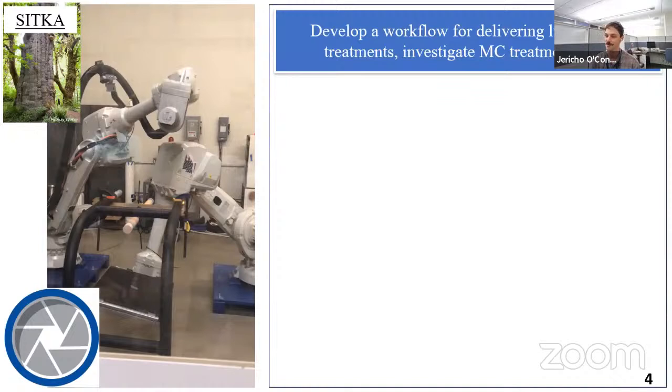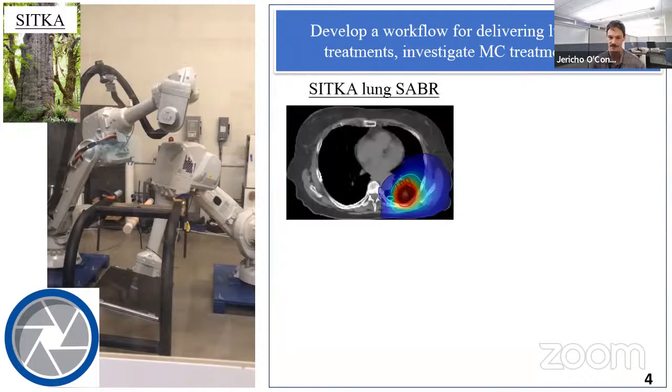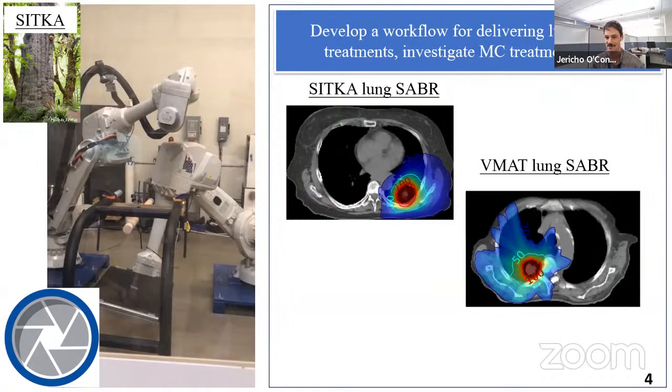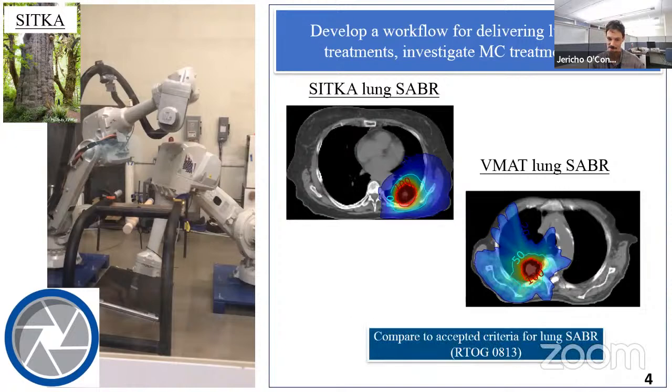So now we have this prototype. So what we wanted to do was to look at what treatments from this machine would look like. And I'm a bit of a Monte Carlo guy, so I looked at it all in Monte Carlo to look at what a treatment plan for a lung patient would look like delivered by this machine, and compare it to a lung SABR treatment, and then compare it to the RTOG 813 guidelines for lung SABR, which are kind of an accepted standard for delivering lung SABR.